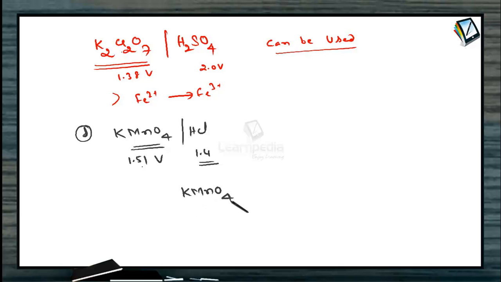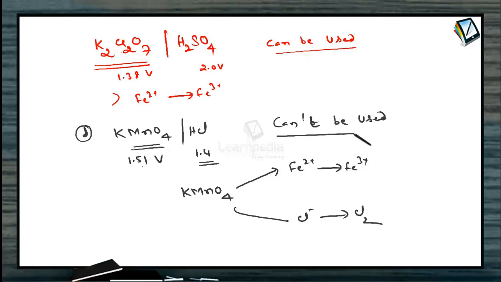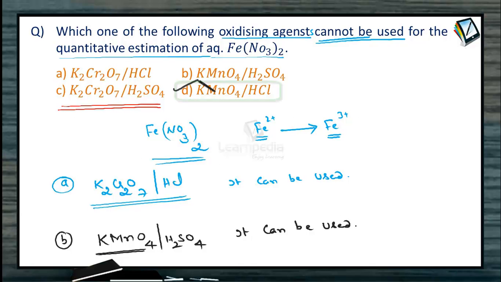Therefore, during the estimation of ferrous salt, the amount of KMnO4 consumed is not only for the conversion of ferrous ion into ferric ion, but also can oxidize chloride into chlorine. Therefore, KMnO4 in the presence of HCl cannot be used for the quantitative estimation of ferrous salt. Hence, D is the answer. So, thus, option D is right.